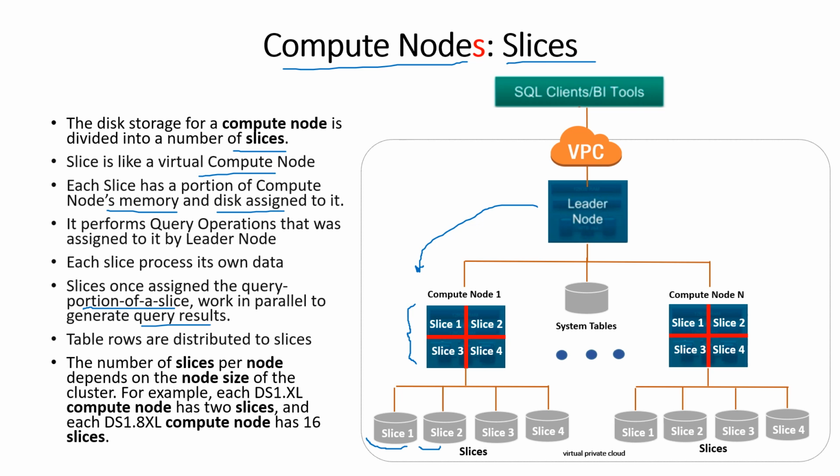Table rows are distributed to slices, and I will show in future slides how this concept works. The number of slices per node depends on the node size of the cluster. For example, each DS1 XLarge has 2 slices, and each DS1 8XLarge has 16 slices. We will review the types of compute nodes in future slides.